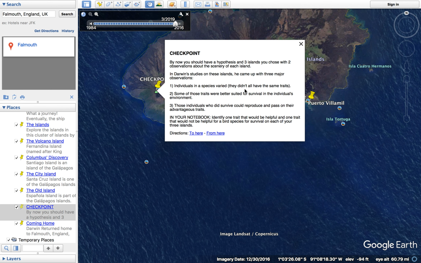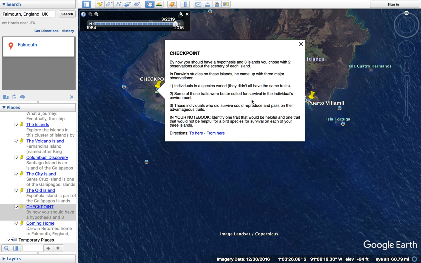Individuals in a species varied. They didn't all look the same. Some of the traits were better suited for their environment, and the ones who had better suited traits could reproduce and pass on those traits. So here's a prompt for them. In their notebook, identify 1 trait that would be helpful and 1 trait that would not be helpful for bird species for survival on each one of your 3 islands.